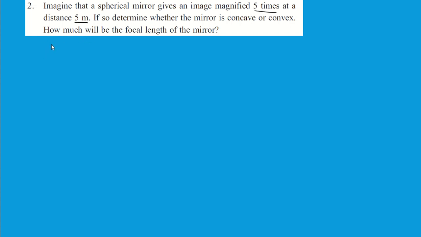A magnified image can be given by a concave mirror only, because a convex mirror always forms a diminished image. A concave mirror forms two types of images: a magnified real image and a magnified virtual image. It's a magnified image, so it's a concave mirror. It forms an image magnified 5 times, which means the magnification is 5. Now the question is whether it is real or virtual, then only we can put the sign.